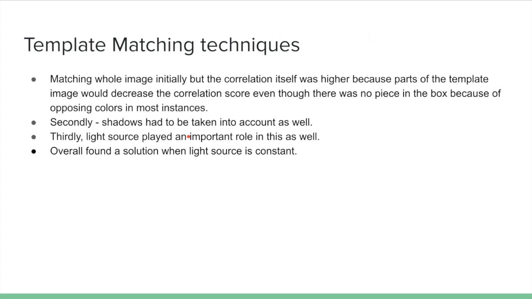And secondly, shadows had to be taken into account. Some of these pieces have shadows that fall in each of the squares, and we don't want to take them into consideration when doing the correlation matching. And thirdly, light source played an important role as well, obviously, because even though light source was kept constant, we needed to eliminate the dependence on the light source as much as possible.